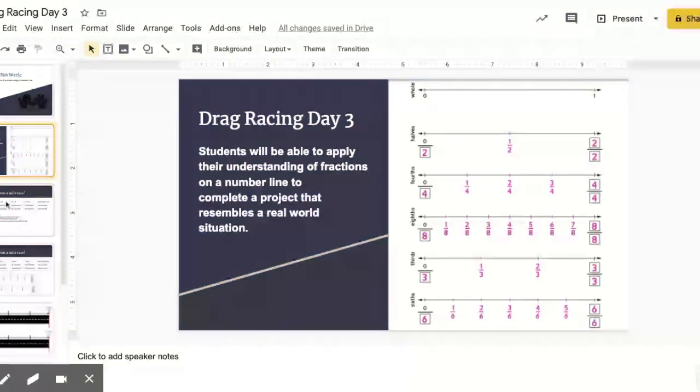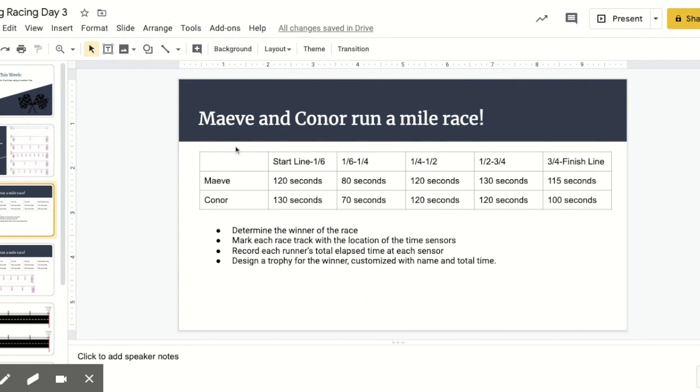So let's take a look at a sample problem that we are doing today. So Maeve and Connor run a mile race. So there's a few things that I have to do here. So 1, I have to determine who wins the race. 2, I have to mark each racetrack with the location of the time sensors. 3, I have to record each runner's total elapsed time at each sensor. And finally, I have to design a trophy for the winner, customized with their name and total time. So let's take a look.